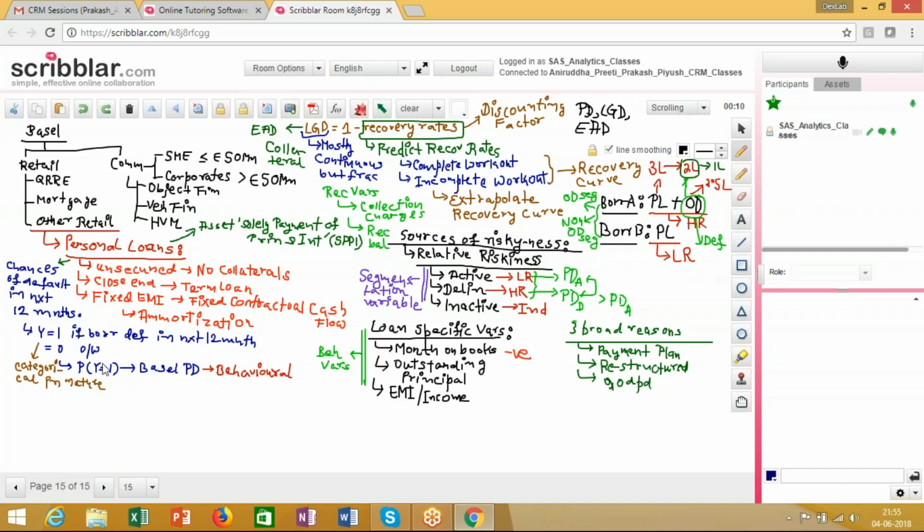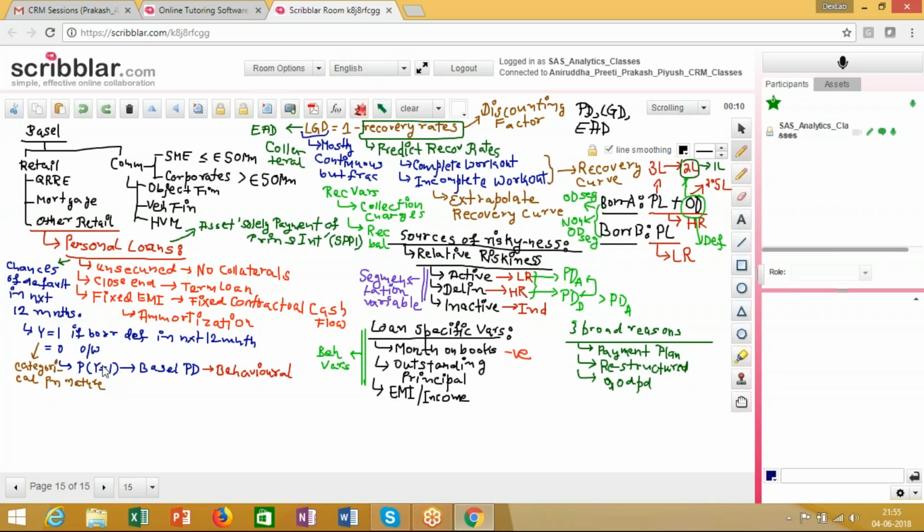So basically, all these three groups of models that we have for computing expected loss are pure behavioral models. So what are behavioral models? Behavioral models are models which are developed to assess the behavior of the borrowers. So this is the thing that we get to see over here.